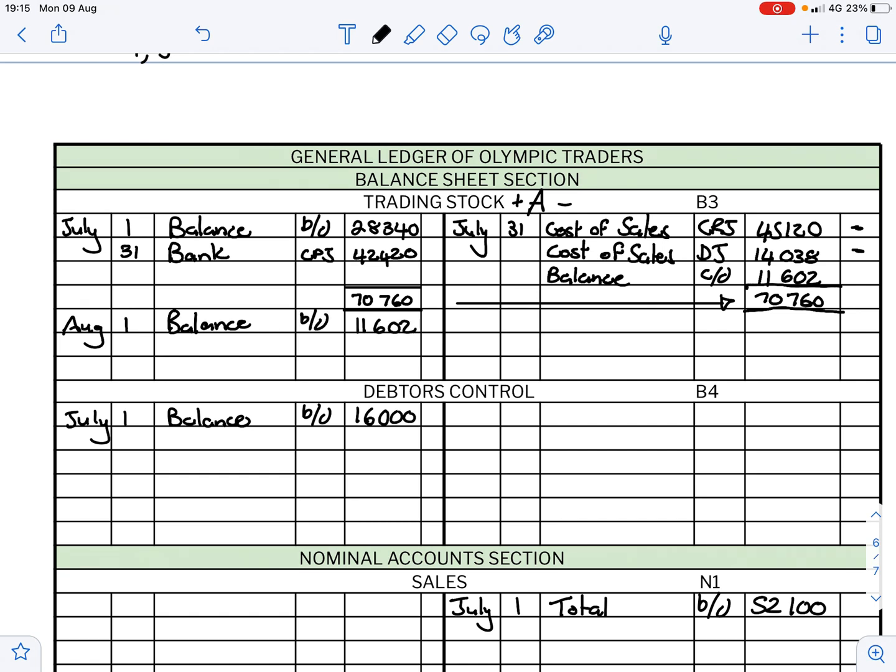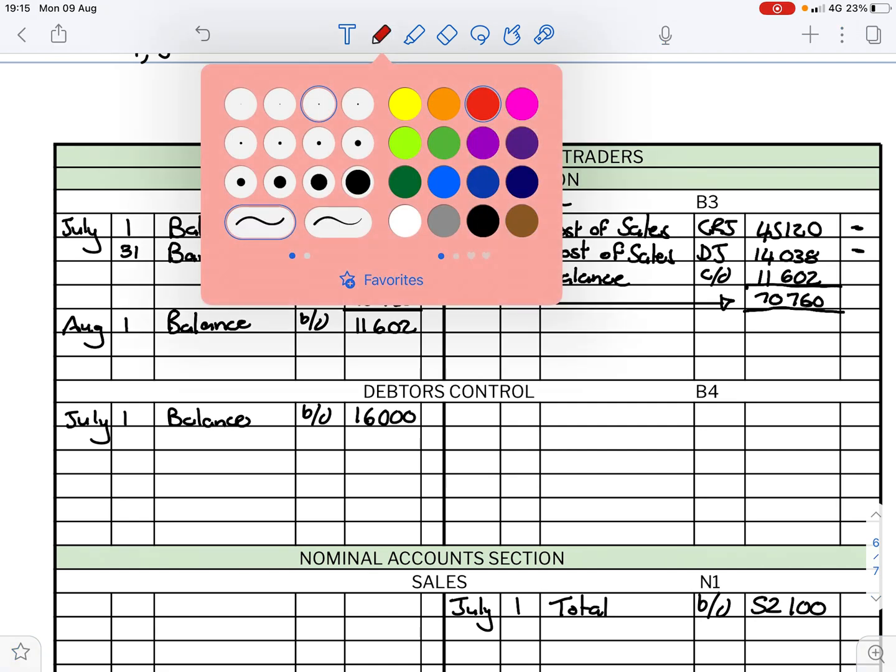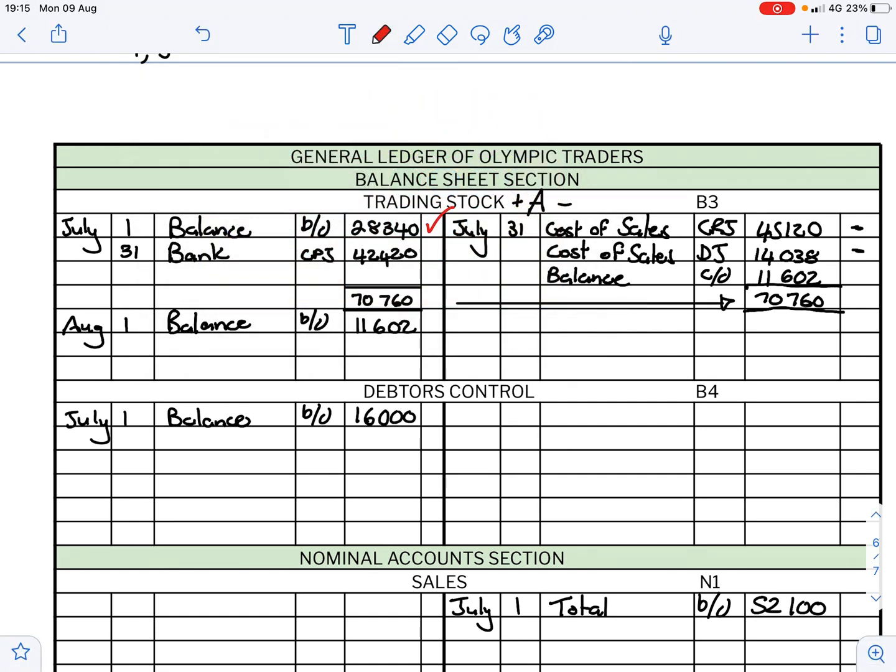is 11,602 Rand. Okay, the marks in this account came from putting in your balance correctly, working out your trading stock figure correctly, having cost of sales 2 times as our contra accounts, double marks for these amounts as we had to work them out, 1 mark for pulling your correct total across, 1 mark for the correct balance, and because you've balanced it on the 1st of August, you have another mark, which leaves us with a total of 11 marks for our trading stock account.